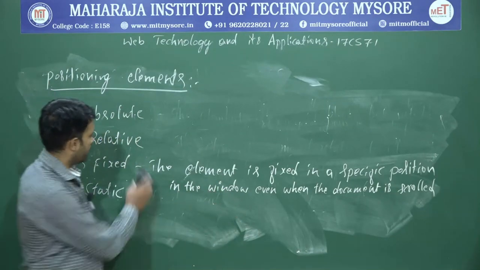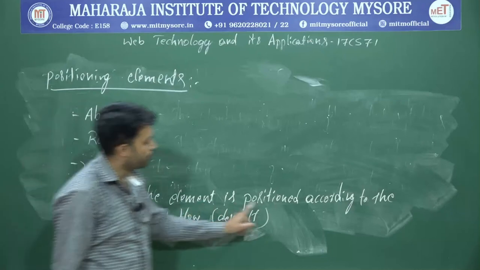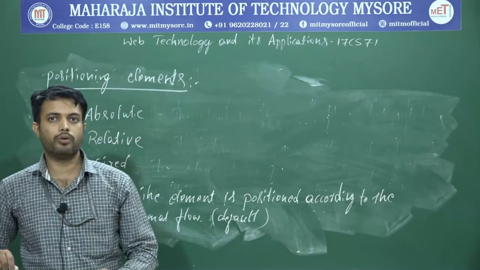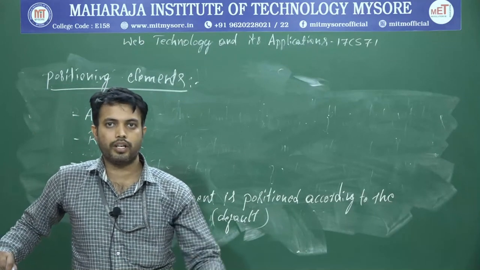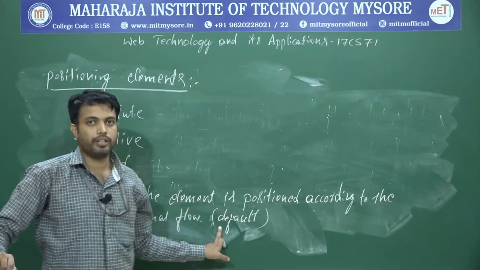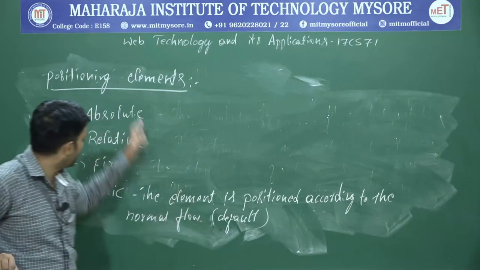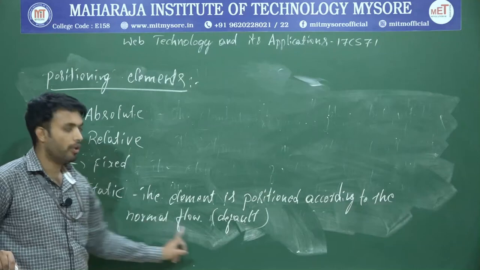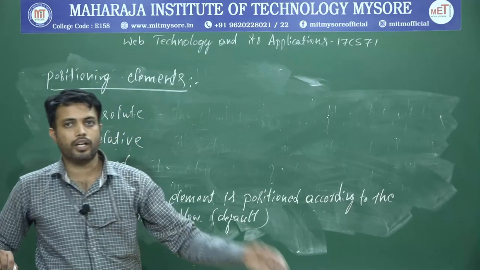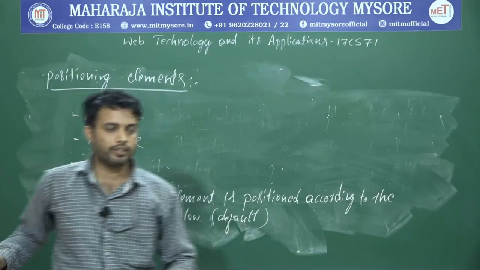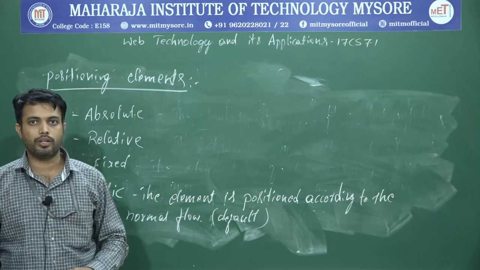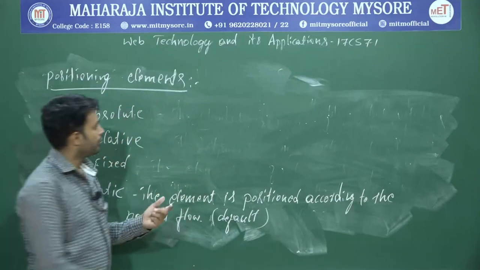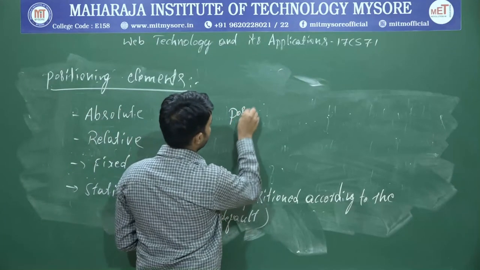So next one is static. Static is nothing but the element is positioned according to the normal flow. That means it is displayed from left to right and top to down, and this is the default. If you have not mentioned any of these positions, by default it is static. It will follow that normal flow, from left to right and from top to bottom. So let's see one by one with examples. Before that, there are some position properties.